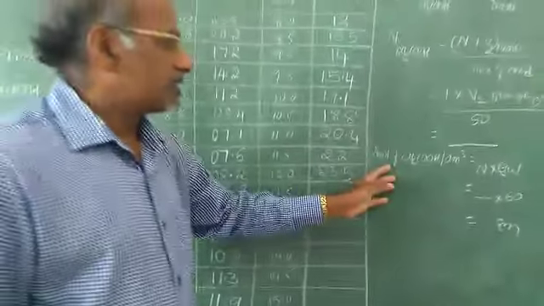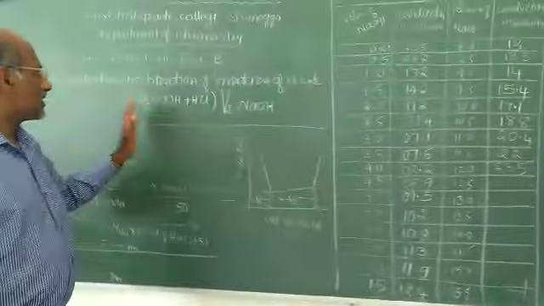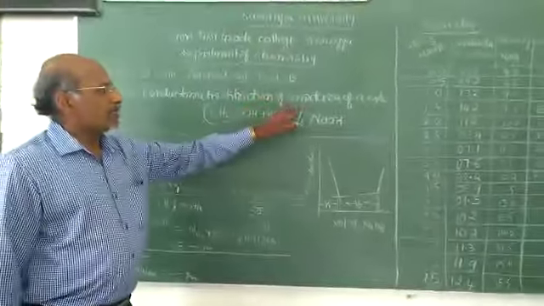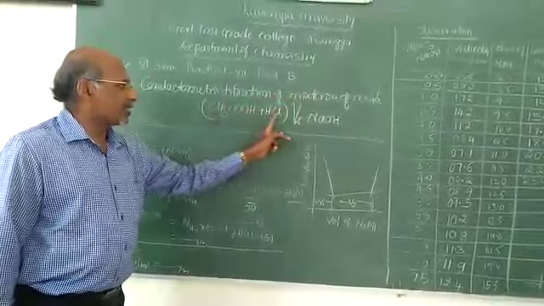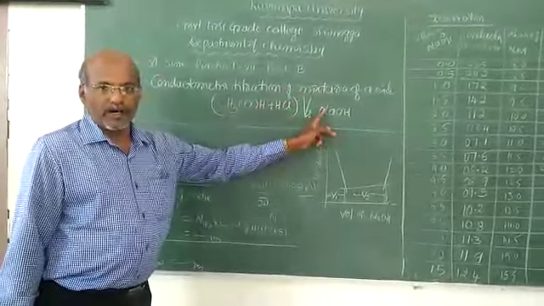So that is the experiment, that is the conductometric titration of a mixture of acids, acetic acid and HCl, versus sodium hydroxide. Thank you all.